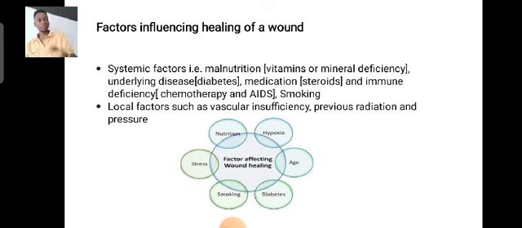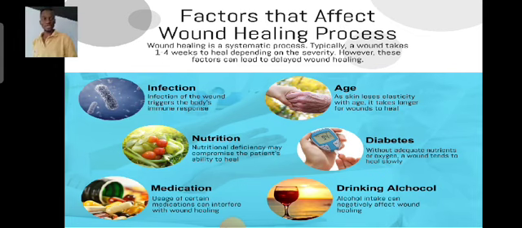Let's consider systemic factors like malnutrition and local factors like vascular insufficiency. Now let's discuss each factor. Let's start with the infection factor. For example, there is a clean wound and a contaminated wound. If the wound is contaminated with infectious material, bacteria and so on, it will be very hard for the wound, and it will take a long time to heal. That's one of the factors that affects the healing of the wound.